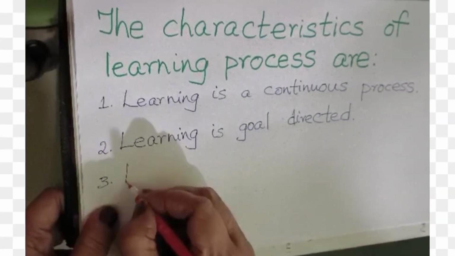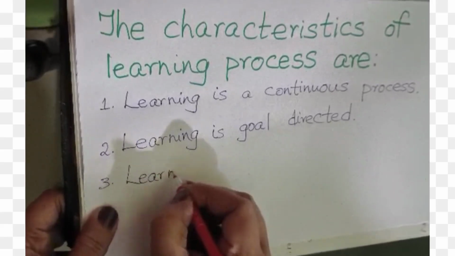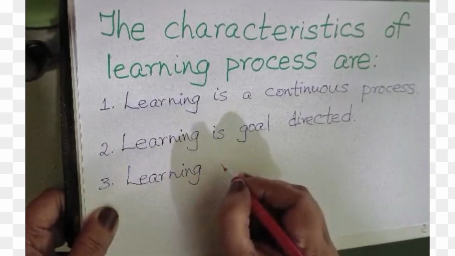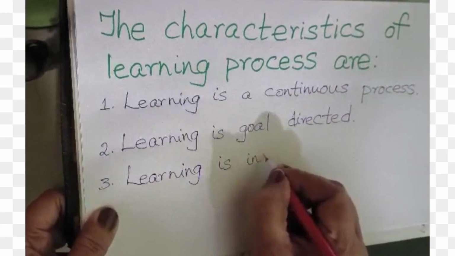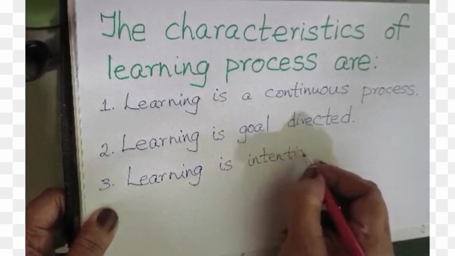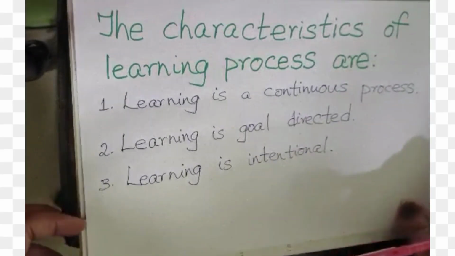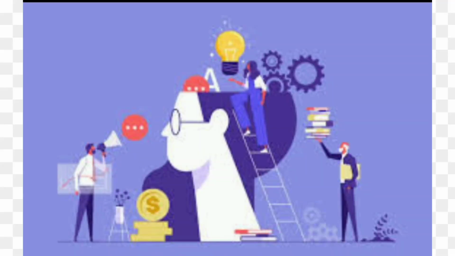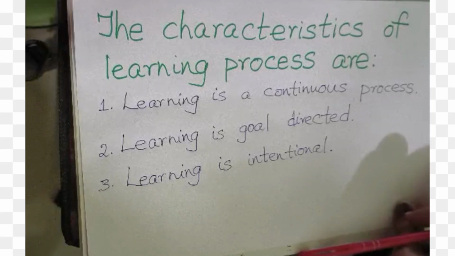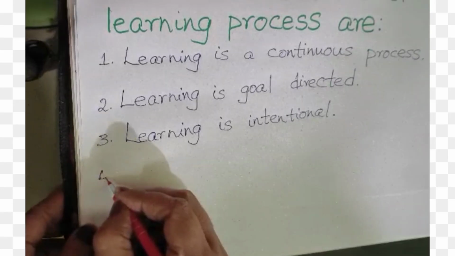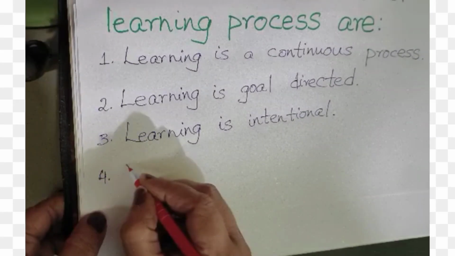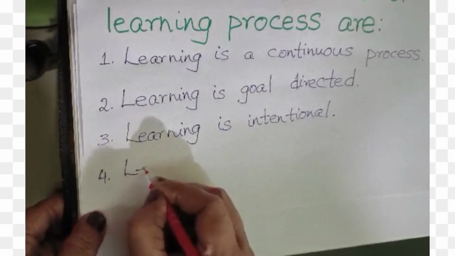Number 3, learning is intentional. Since an individual sets a goal to achieve, he or she has to deliberately do some activity to attain the goal. If he or she does not have any intention to reach the goal or is quite casual about it, then it is difficult to reach the goal, and in that sense, learning is weak or may not take place at all.